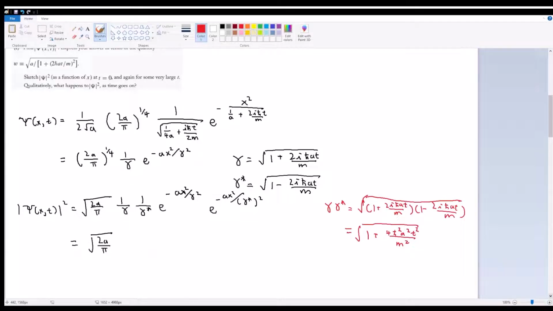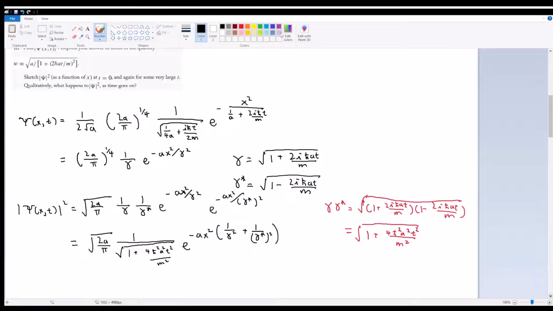So if we take the reciprocal of this, it's going to give us 1 over, or whoops, this is still in red, let's write this in black, 1 over the square root of 1 plus 4 h bar squared a squared t squared over m squared. Close this off, and then we have e to the negative, and in fact this can be combined as well, so we can do negative ax squared of 1 over gamma squared plus 1 over gamma star squared.